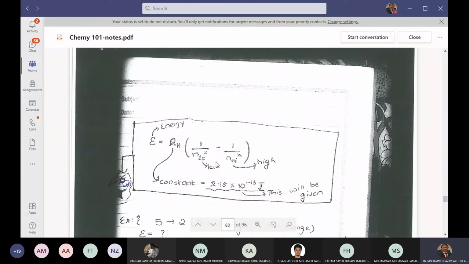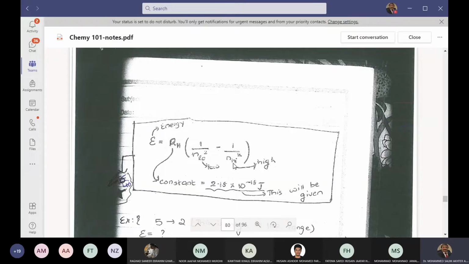And this is the most important equation. This is the most important formula that you can use in this chapter. E is equal to RH, 1 over n low square minus 1 over n high square.